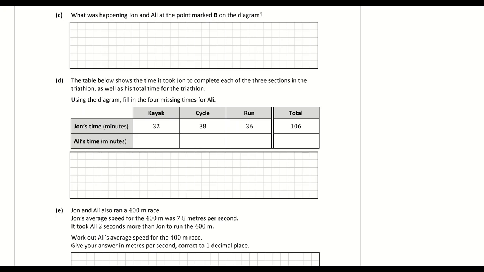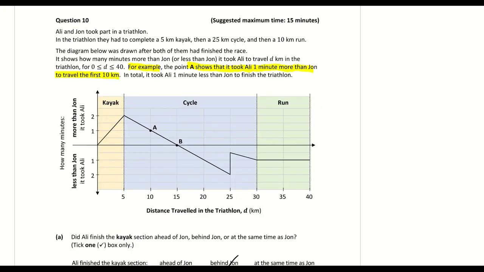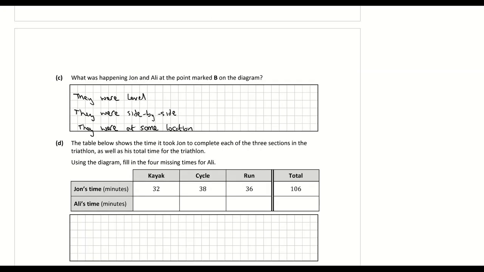Part C, what was happening John and Ali at the point marked B on the diagram? So this is part B here. And what does that point B tell us? Well, that tells us that neither John or Ali were ahead of each other. So I'm just going to say some scenarios there. You could say that they were both level. Maybe they were side by side. They completed it at the same time, or they met each other. So that line B, where it meets at point B, they are equal to each other. In other words, neither Ali was ahead or John. So there's just three possible solutions or possible answers for part C.